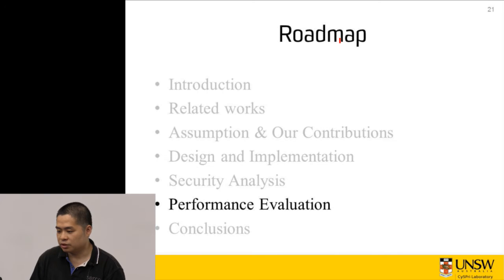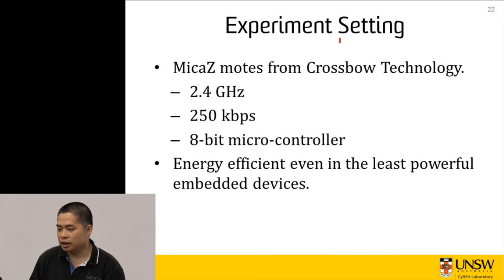Okay, here comes the performance evaluation. In our experimental setting, I used the least powerful embedded device, called the MegaC. That is a model from 10 years ago. It has the least powerful 8-bit microcontroller, a 2.4 gigahertz frequency band, and 250 kilobits per second.